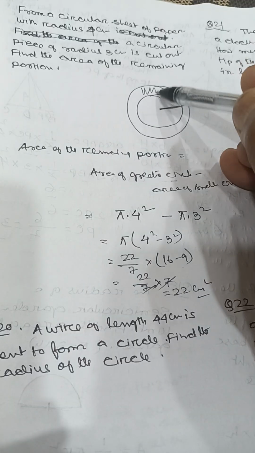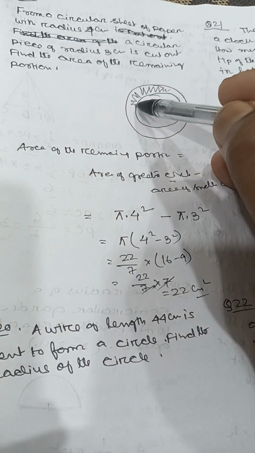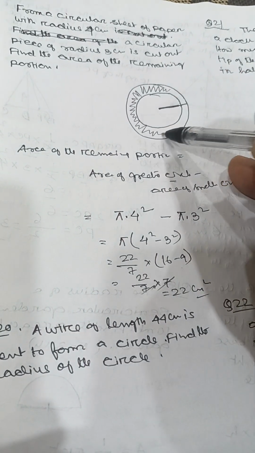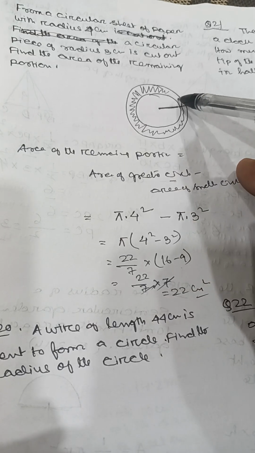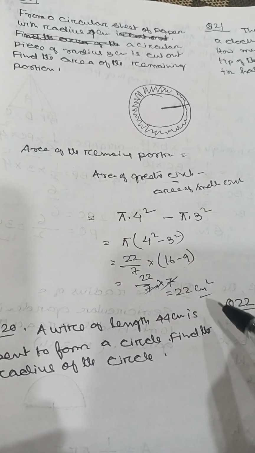You see, this will be the remaining portion. Okay, this portion will be the remaining portion. So its area we have calculated is 22 centimeter square.